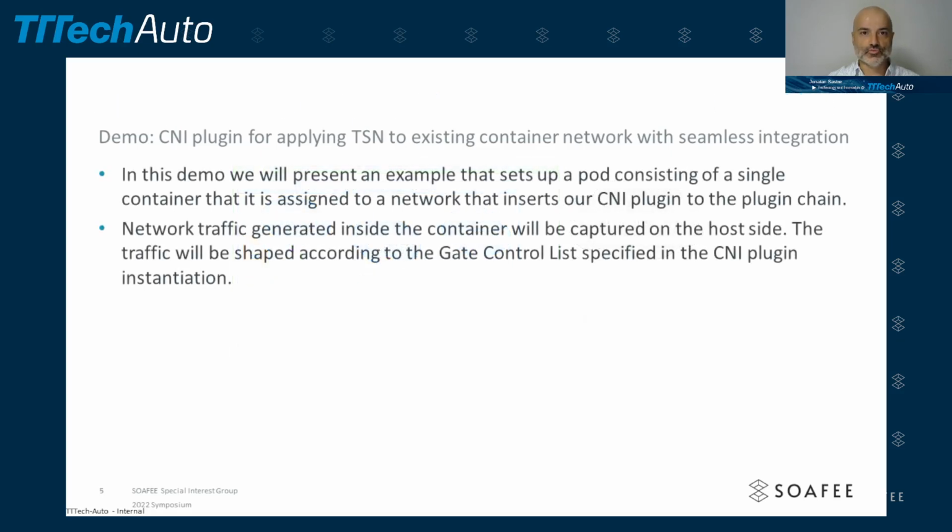In this demo, we will present an example that sets up a pod consisting of a single container that is assigned to a network that inserts our CNI plugin into the plugin chain. Network traffic generated inside the container will be captured on the host side. The traffic will be shaped according to the gate control list specified in the CNI plugin instantiation.